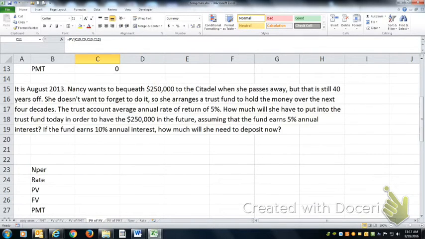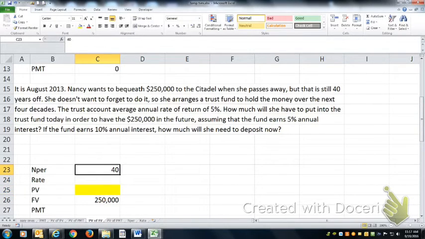Our second problem: Nancy wants to bequeath $250,000 to the Citadel when she passes away 40 years from now. She doesn't want to forget, so she decides to set up a trust fund today. How much does she have to put in the trust fund today in order to have $250,000 in the future? All right, the future value is $250,000. She's solving for present value.